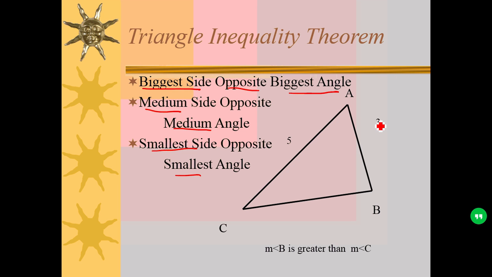All right. So if this had a length of size 3 and this had a length of size 5, I know for a fact, just off of those two numbers, that angle C would be smaller than angle B. Or if I reverse that, I would say angle B would be larger than angle C.